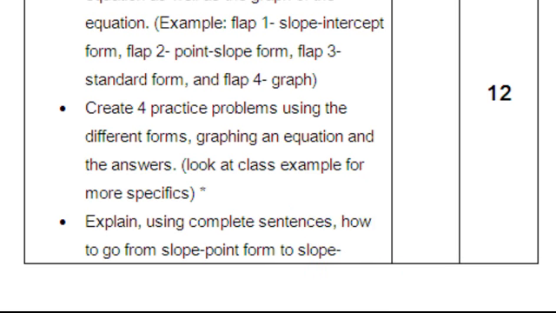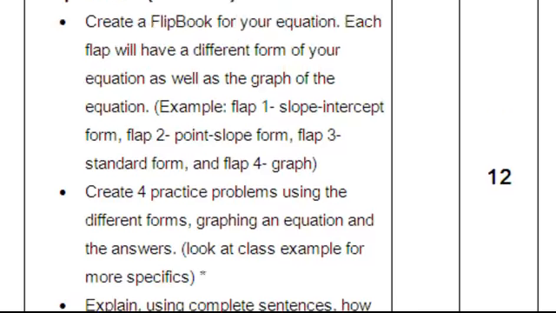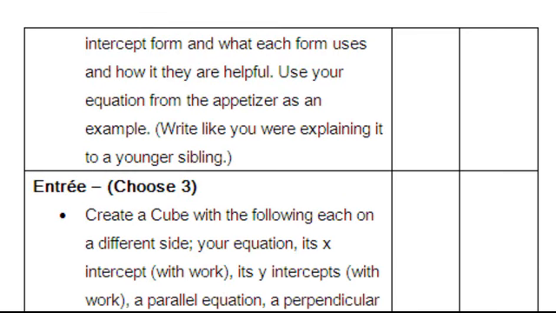The last choice is to explain using complete sentences how to go from point-slope form to slope-intercept form, and what each form uses and how they are helpful. You're going to use your equation from the appetizer as an example. It says here, write like you were explaining it to a younger sibling.